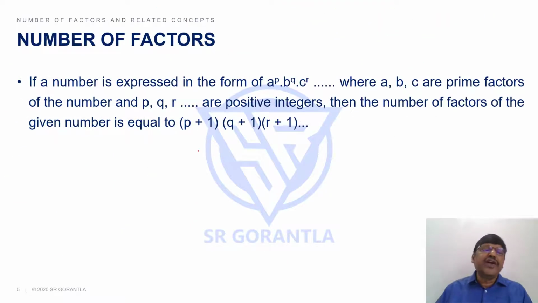See what I said, number of factors. You can pause the video and write this statement. If a number is expressed in the form of a power p, b power q, c power r, what are these a, b, c? I said prime numbers, and p, q, r should be positive integers. Then the number of factors is what, please? P plus 1, q plus 1, r plus 1. That's what I told you.